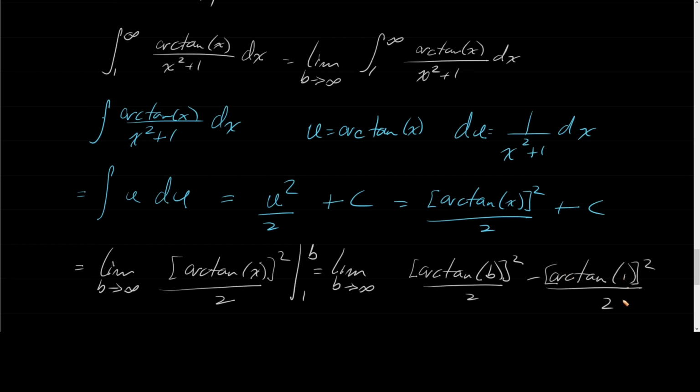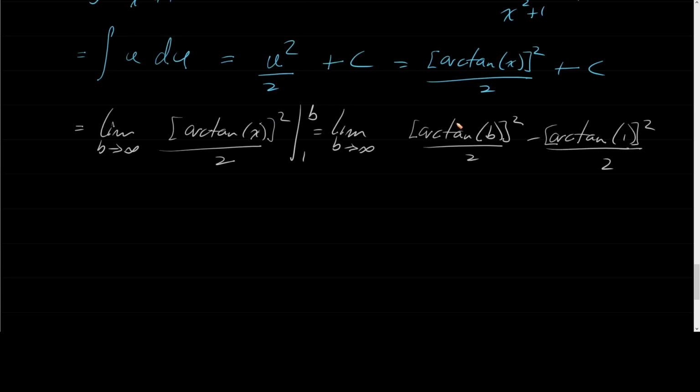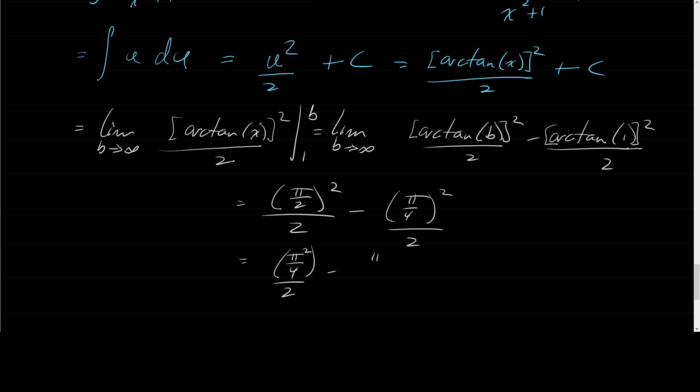over 2. And at that point, we say, well, we already know what happens as b goes to infinity with arctan, right? That goes to pi over 2. So I have pi over 2 squared over 2 minus arctan of 1. We already know what that is also. That's pi over 4. So I have pi over 4 squared over 2. At this point, what does that give me? That gives me, well, pi squared over 4, and then that over 2, minus pi squared over 16, and then that over 2.